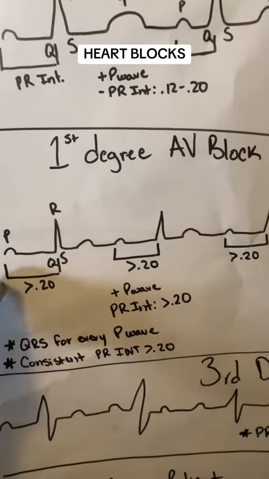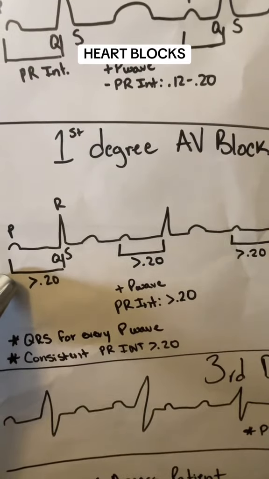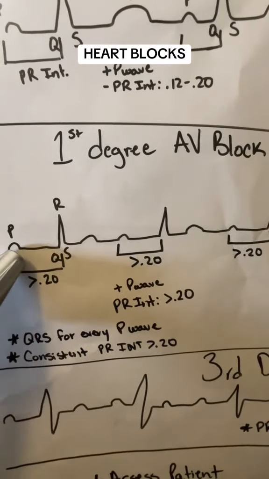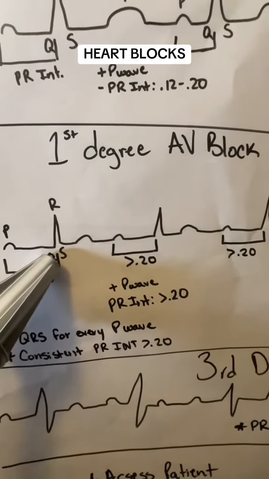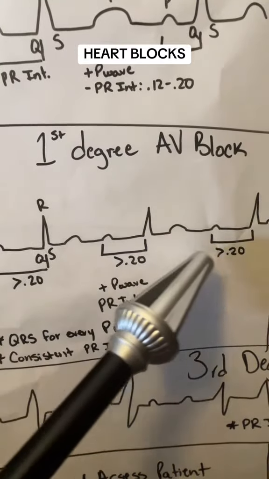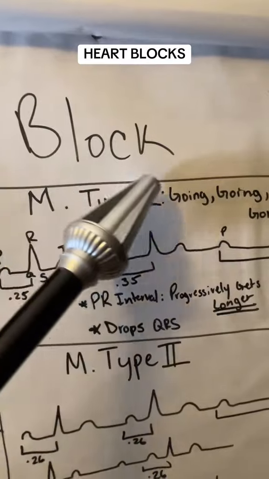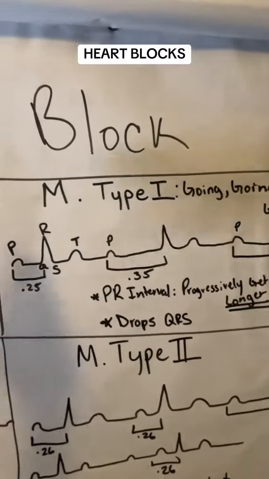Now let's talk about first degree AV block. We're going to go ahead and look at our PR interval, and you're going to notice that our PR interval is going to be greater than 0.20. But every P wave is going to have a QRS complex, and it's going to remain consistent along the whole rhythm.